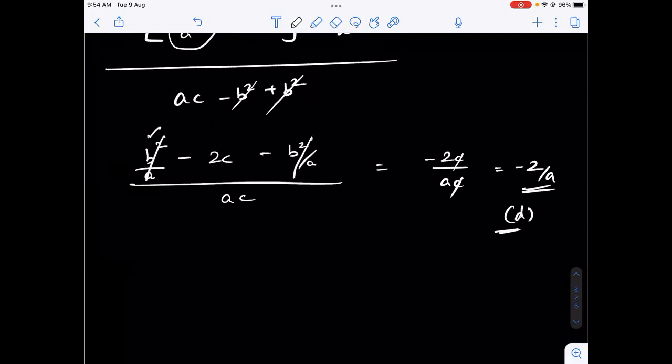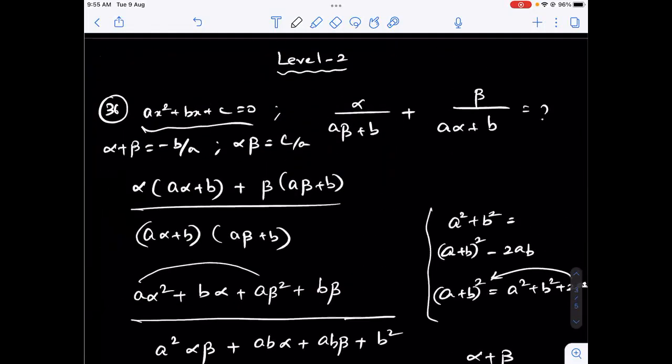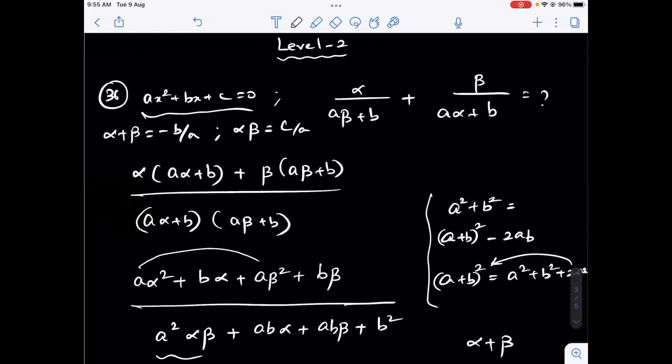Is that clear? It's a very good problem. You could learn so many things out of the same problem. Please make a note of it.